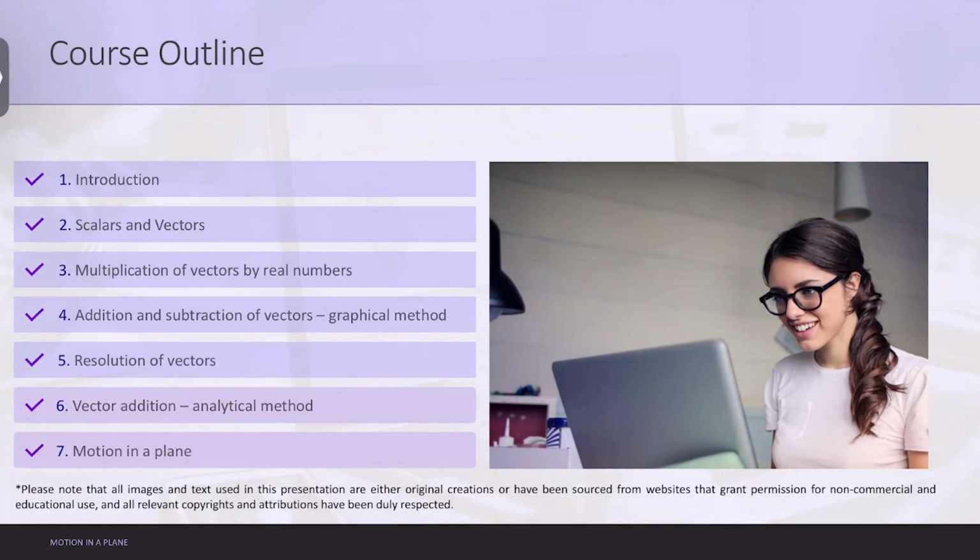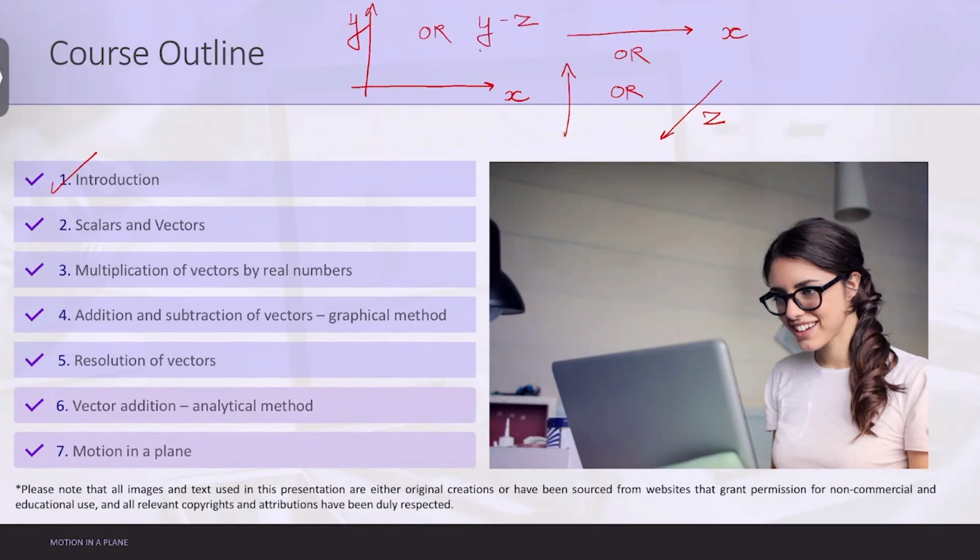So first of all, in the introduction, we understood the difference between motion in a straight line and motion in a plane. Motion in a straight line is basically in, let us say, x direction, or y direction, or z direction. In motion in a plane, we basically started working in an xy axis, or yz axis, or zx axis.